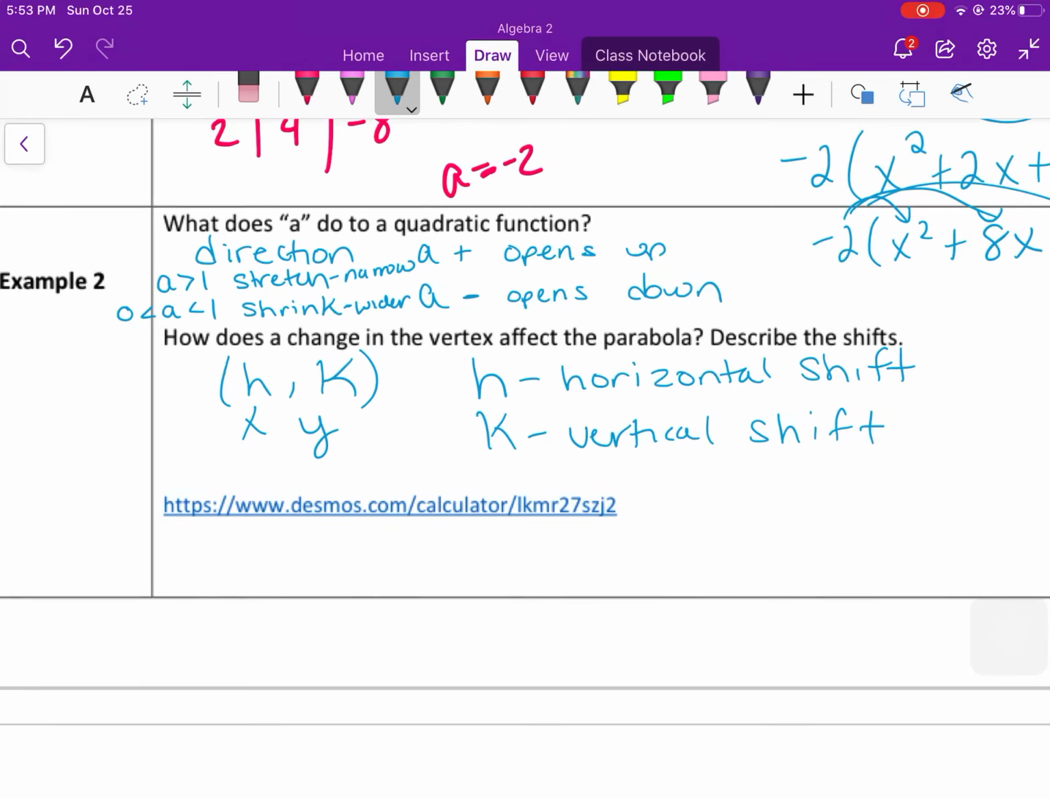So if it's positive h, it moves to the right because the x goes to the right when it's positive, or to the left if it's negative. And then if it's positive k, it moves the parabola up because on the y-axis the positive values go up and the negative values go down.